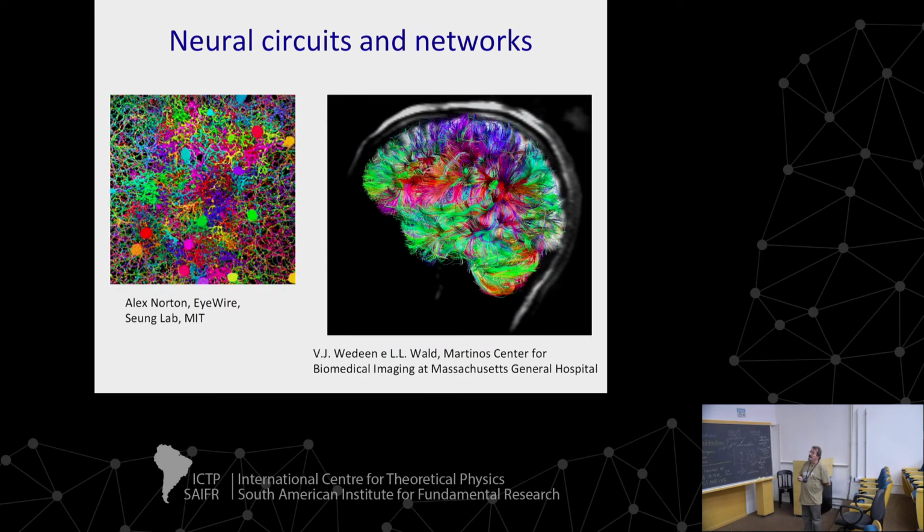Also, neurons are connected into circuits. I will use the word circuit for a local network, or a regional structure in the brain, and network for the brain-wide network, the whole brain network. So they're locally connected and globally connected as well.